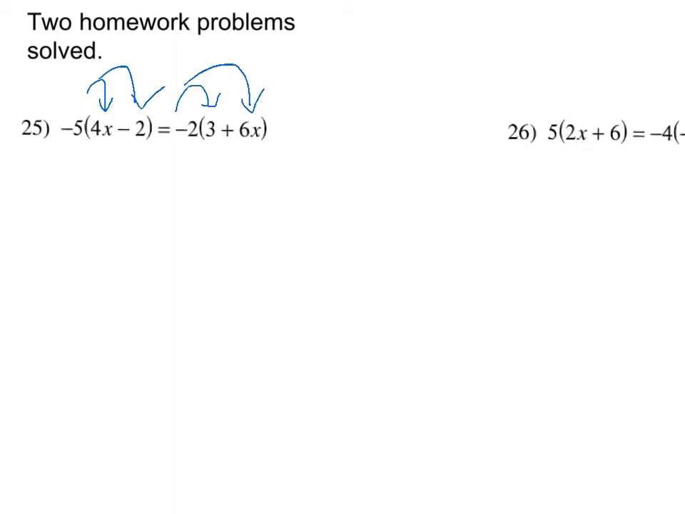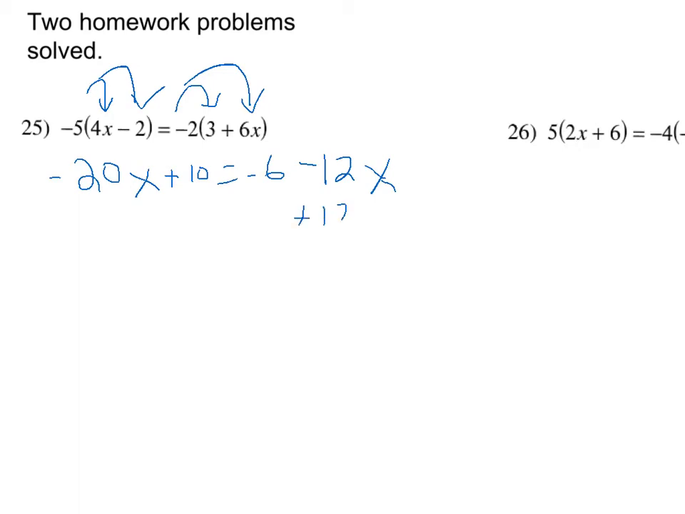-5 times 4x is -20x. -5 times -2 is positive 10, equals -2 times 3 is -6. -2 times 6x is -12x. Collect the terms, one on each side. Notice we don't have to combine like terms for this problem.